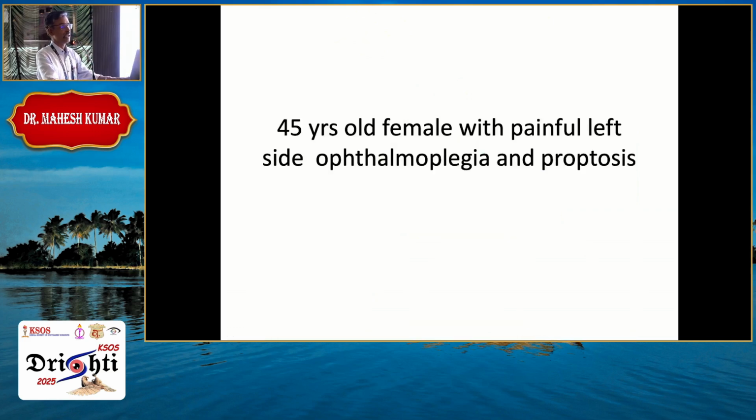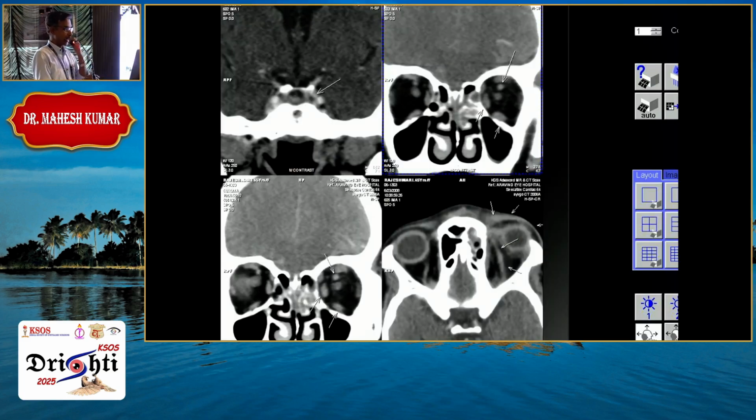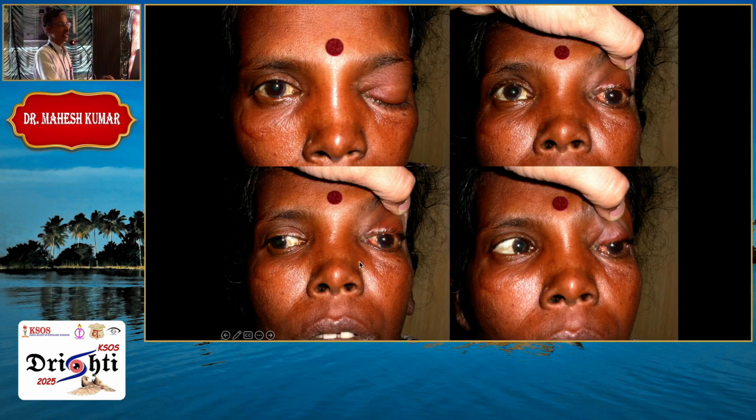And next is a young middle-aged female with ophthalmoplegia and proptosis. And for the PGs, you can see here there's some amount of chemosis, some amount of lid edema. So this is telling that it is not a straightforward inflammatory case. And her blood sugar was 400 mg%. Now what is the diagnosis? Is it an inflammatory orbital apex syndrome?